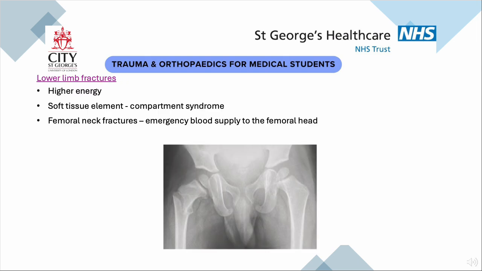Finally, lower limb fractures. These tend to be higher energy fractures and, because it's higher energy, they have a degree of soft tissue involvement, and we need to always be mindful of compartment syndrome, particularly with a tibia fracture. The other thing to point out is that femoral neck fractures can have an impact on the blood supply to the femoral head, and these really need to be treated as an emergency in younger children because they can have catastrophic consequences and go on to avascular necrosis.